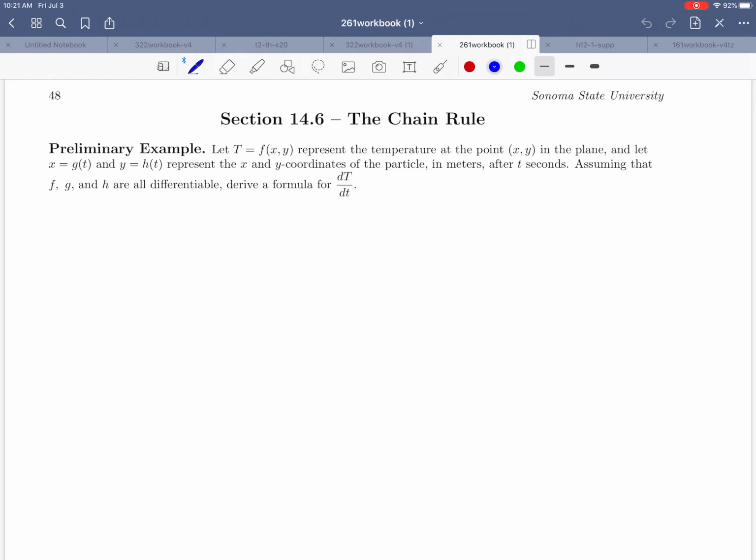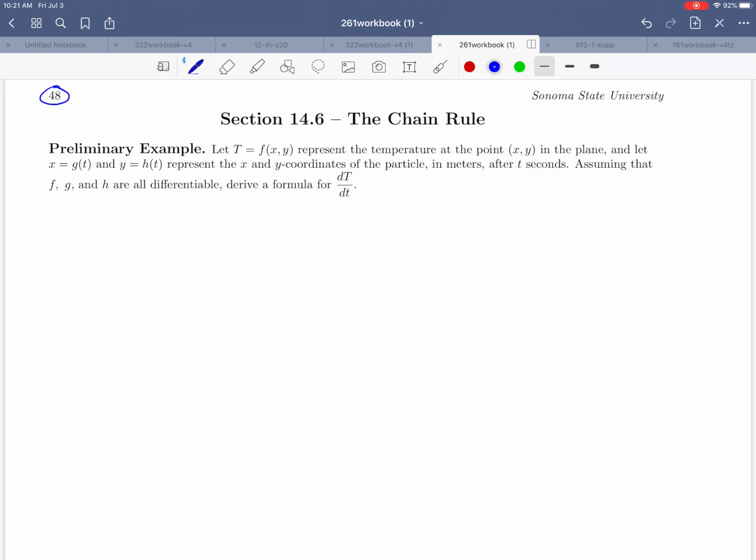Hello everybody and welcome to the beginning of section 14.6. We are looking at page 48 in the workbook, and in this section we will be talking about the chain rule, and that is a rule that you undoubtedly remember hearing about in Calculus 1. We're going to talk about its extension to multivariables.